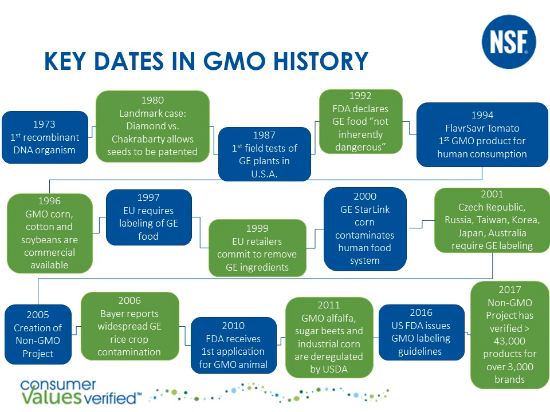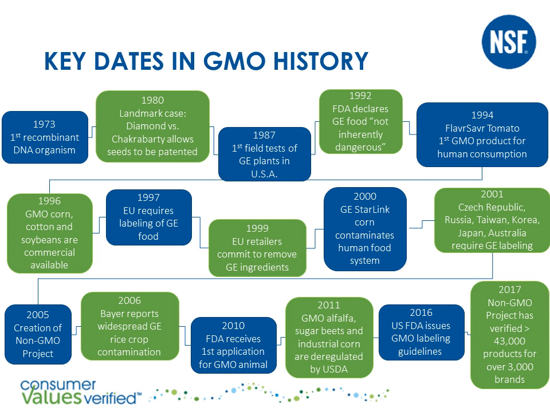So we have a few of the key dates in GMO history here on our timeline, and I'll point out a few. In 1973 was when we had the first recombinant DNA organism. It was in 1992 that the FDA declared GE food not inherently dangerous. In 1997, the EU required labeling of GE foods. And in 2005 was the creation of the Non-GMO Project.